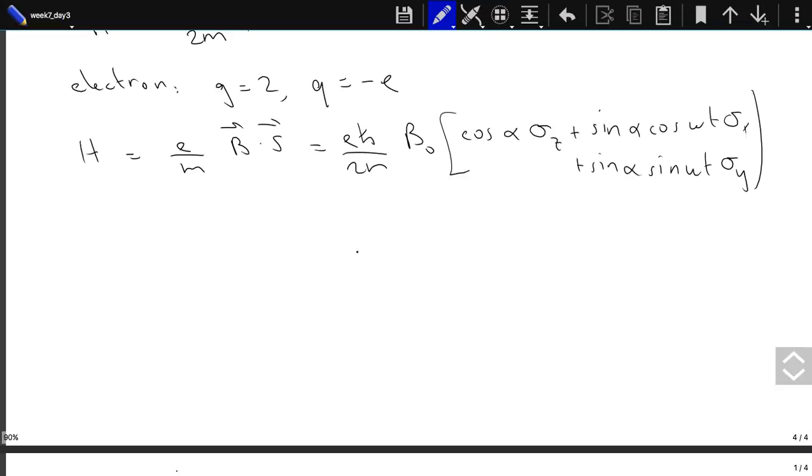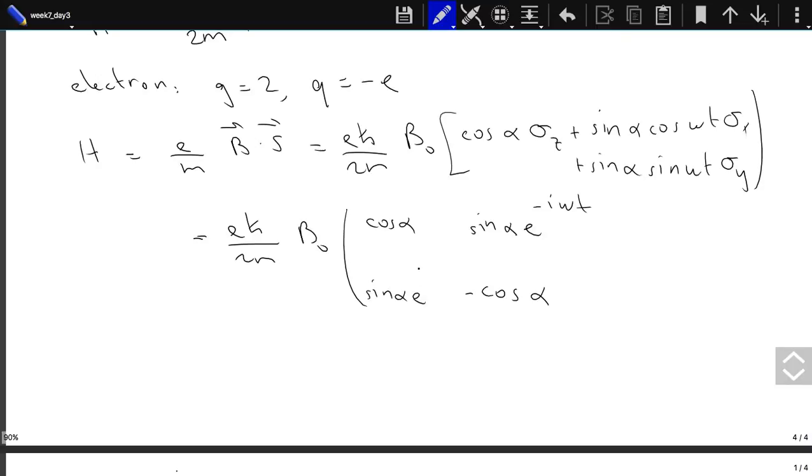Or we can also write it in matrix form. This will be equal to e h bar over 2m B0 times the matrix with entries cosine alpha, minus cosine alpha on the diagonal, and sine alpha e to the power minus i omega t, sine alpha e to the power i omega t off the diagonal. Does it rotate like a cone? Yes, the magnetic field just follows the cone. So what are the eigenvalues of this Hamiltonian at a given time t?